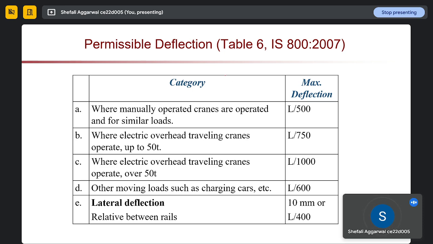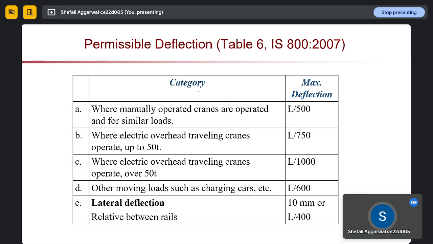Next thing is deflection. In table 6, we have permissible deflection for all types of structures we are using, whether it's a beam or gantry girder or anything. So these five are for the gantry girders.